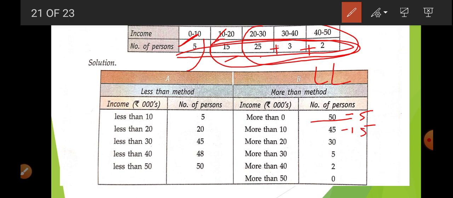Now let's do more than 20. So more than 20, 25 plus 3 plus 2. Then more than 30, we are going to add 3 plus 2, more than 40, 2, and more than 50, 0.